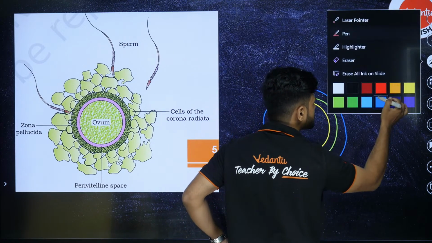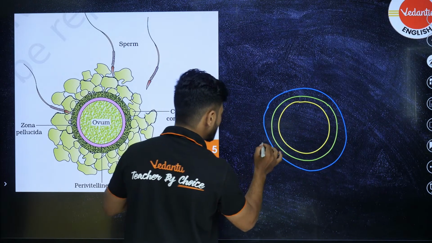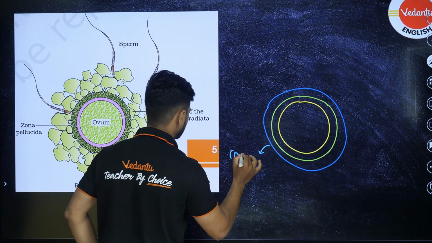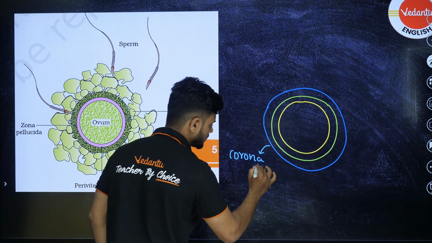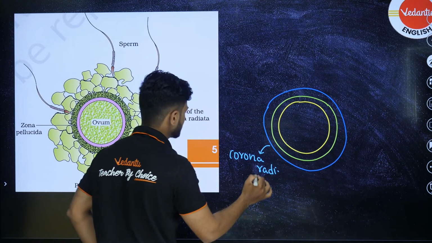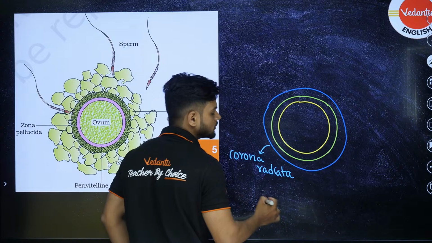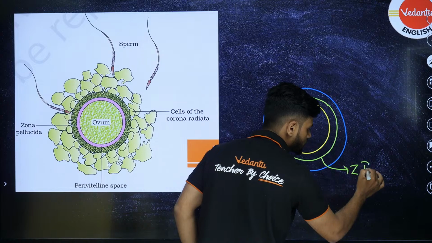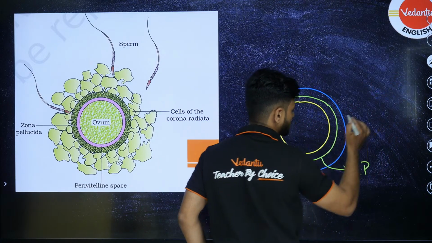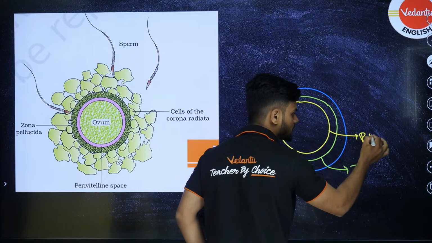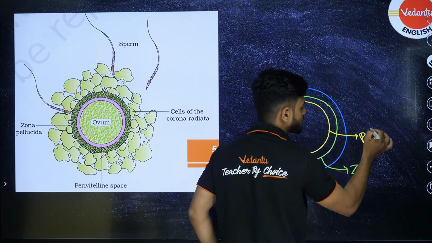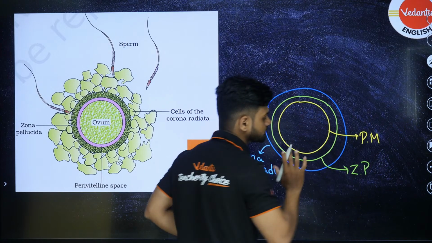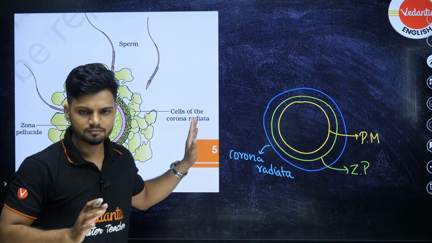Okay. Now students, there are multiple layers here. For example, the outermost layer is called corona radiata, which is outside. Then there is the zona pellucida layer here. I'll write ZP, so all of you can remember. Zona pellucida layer. Then there is the plasma membrane. There are multiple layers here.